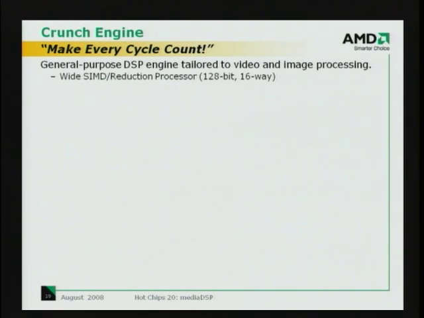So I mentioned the crunch engine a few slides back. This engine is one of our key task-oriented engines because of its programmability and its focus on video processing. This engine is a general-purpose DSP engine with instruction set tailored toward video and image processing. It has a full complement of SIMD instructions and reduction instructions, as well as others.